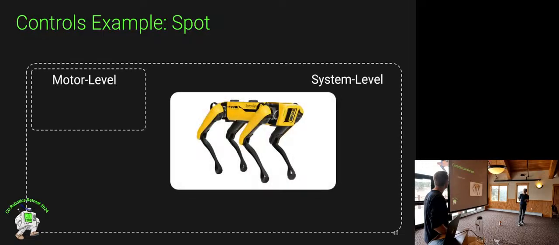So here's an example. We have the Spot robot. What kind of controls algorithms do you think are going to be used on the motor level at Spot? Sorry?